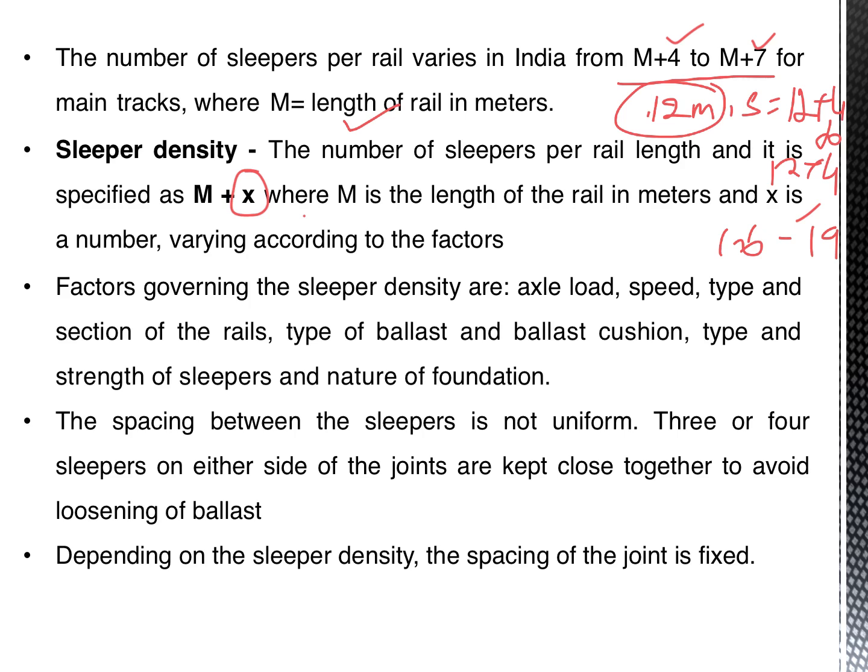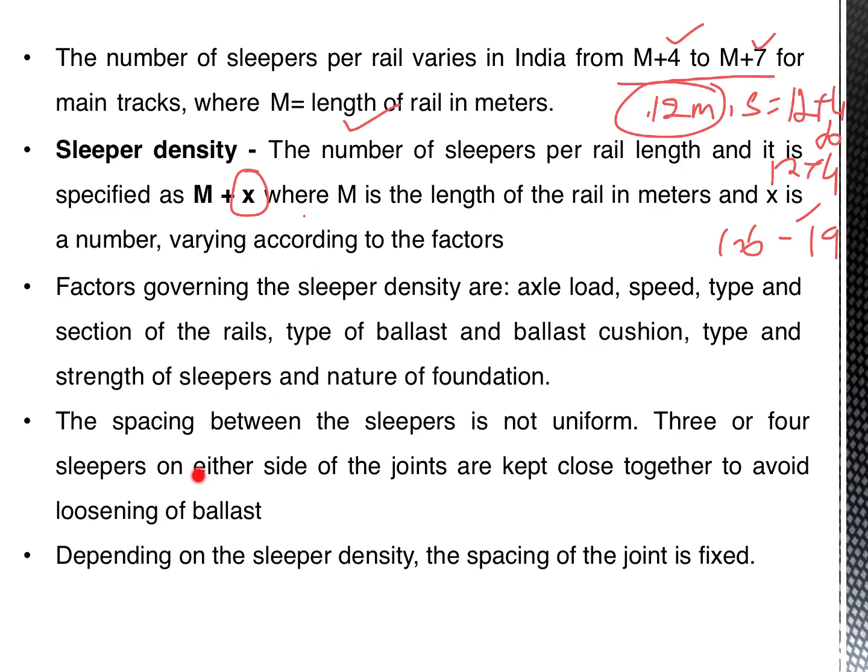Some of the factors which govern the sleeper density are: axle load, where the more the axle load, the more the sleeper density and the more the value of x; speed; type and section of the rails; type of ballast used and the ballast cushion; type and strength of the sleepers; and nature of the formation. All these factors will govern the value of x.